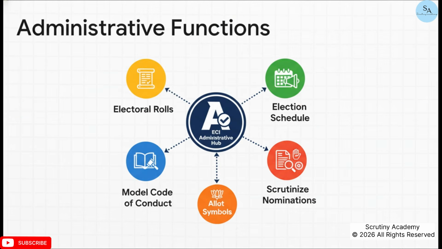The first A stands for administrative. This is basically the doing part of their job, the day-to-day stuff. It covers everything from preparing the voter lists, the electoral rolls, to announcing the final election schedule. They're the ones who check all the candidates' paperwork, give official recognition to political parties, and, of course, they hand out all those famous election symbols. And they enforce that all-important rulebook, the Model Code of Conduct.